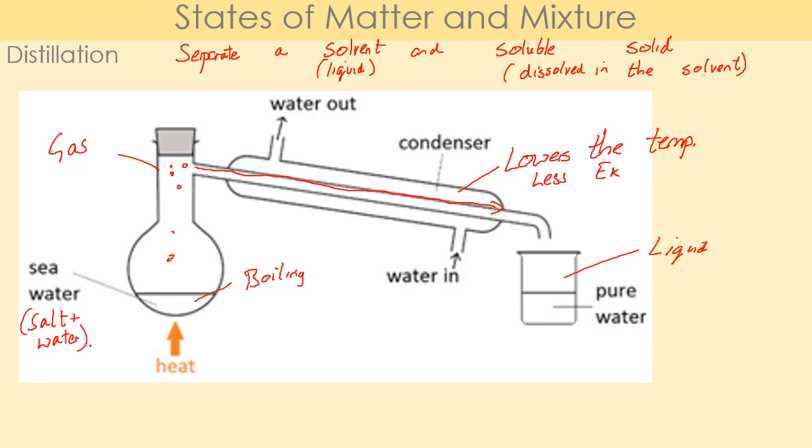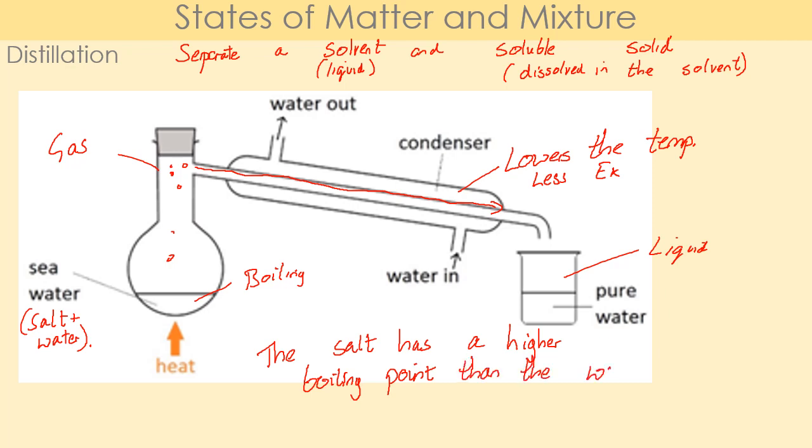So we start with a mixture of a liquid. We then get a gas, and we turn it back into a liquid, but we have separated them because the salt has a higher boiling point than the water. So we can separate them based on those points there.